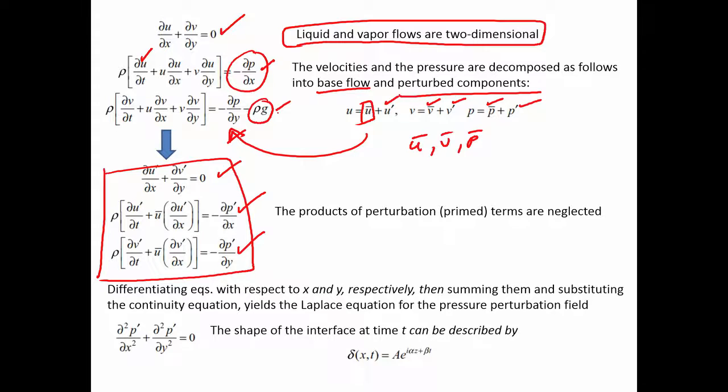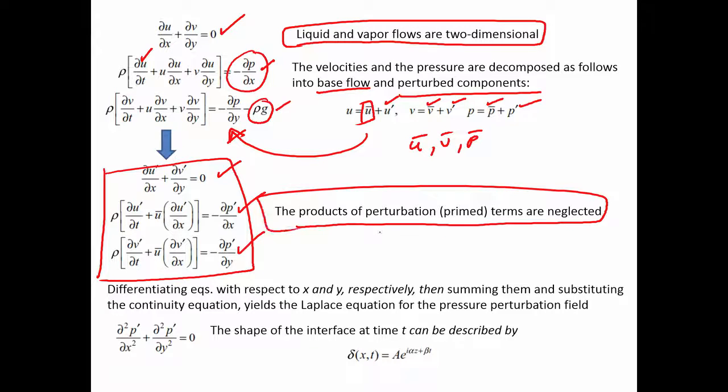That can also happen, but here we are assuming that the perturbation is not happening on the density. The product of the perturbations, that means the prime terms, are neglected, that is u prime v prime is neglected. Similarly, quantities like u prime p prime are all neglected.